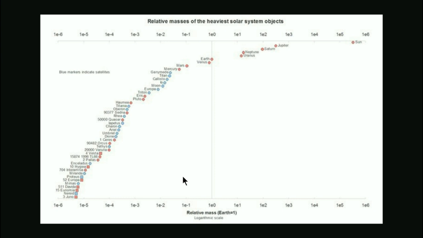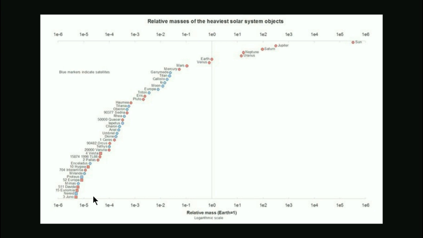All right, so as the top of the graph says, the relative masses of the heaviest solar system objects. So basically, they're taking, how many objects is this? I might have miscounted, but I counted 47 of the heaviest objects in the solar system, and just plotted them on this graph.